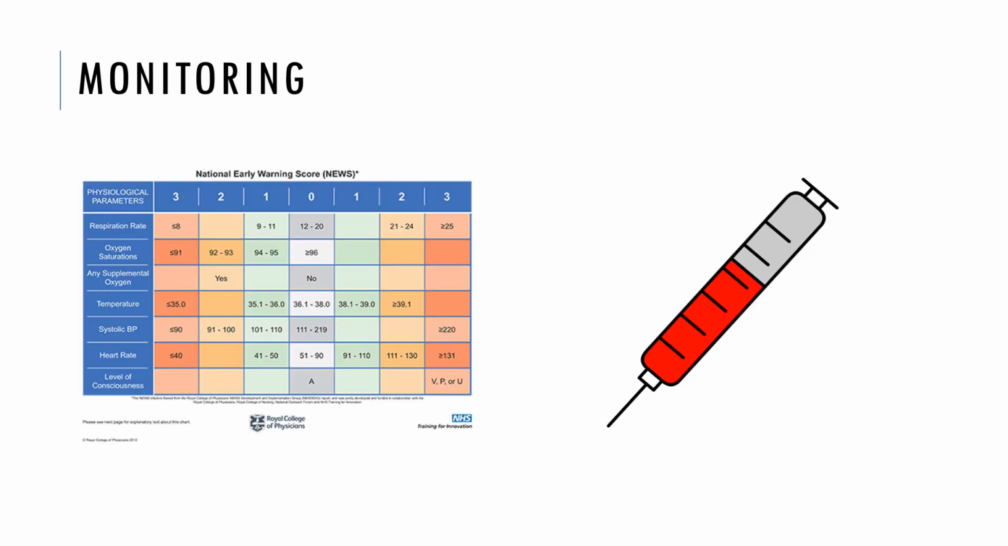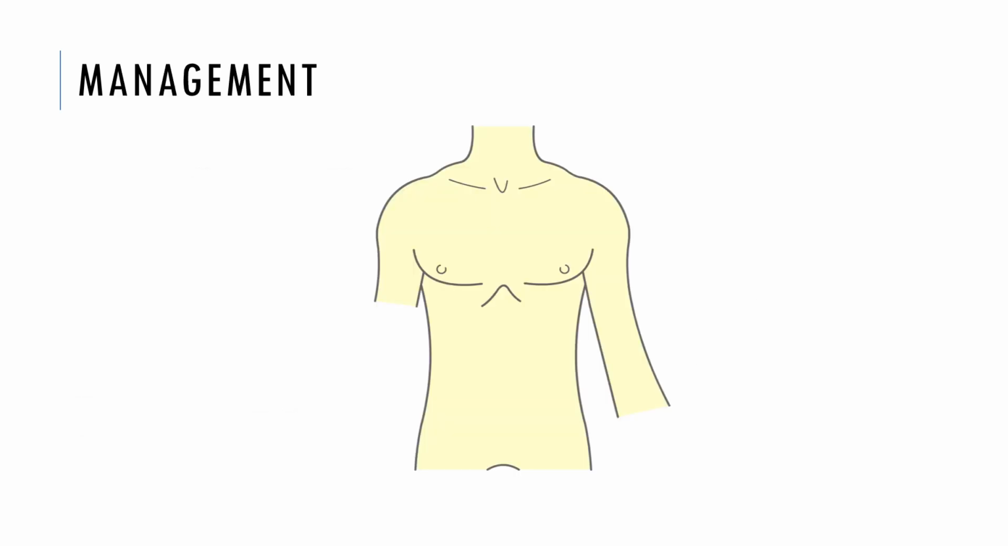Special attention should be given to monitoring the patient. The early warning score can be very helpful in identifying abnormal observations. In addition, daily bloods, including white blood cell count, electrolytes, and kidney function tests, are necessary to assess the progress of the patient. The initial management of acute pancreatitis is conservative.